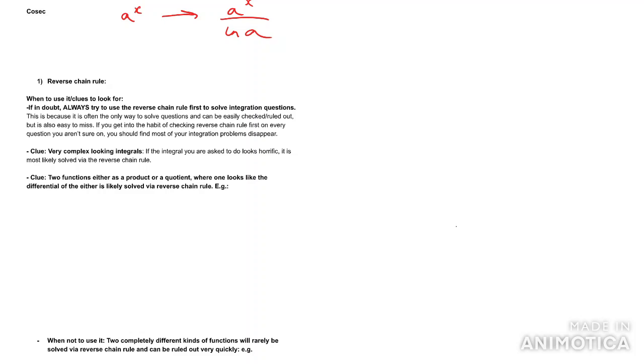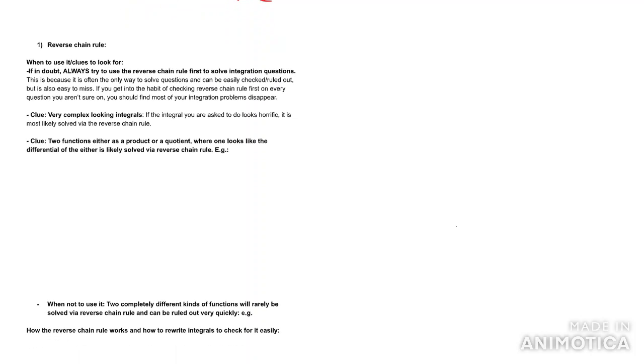This is because it's often the only way to solve certain questions, and most importantly, it's easily checked and ruled out, but it's also easy to miss. It's not always obvious unless you're actively looking for it. And so if you get in the habit of checking the reverse chain rule first on every single question you're not sure on how to solve, then if you can do it with that, great, you're done. And if you can't, then you can confidently choose one of the other tools, and those should solve the question.